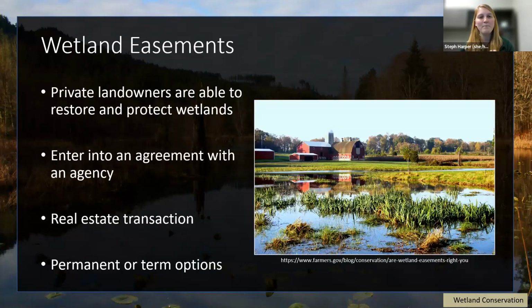Another voluntary protection of wetlands are wetland easements. There's a handful of agencies that work with easements or provide money and support. And this is for private landowners who are interested in restoring or protecting bigger wetlands on their land. You do enter into an agreement with the agency, and it is a real estate transaction. So it's a really big easement and preserve that you are doing to that land. It can be permanent, or it could be a shorter term, depending on what the goals are of the landowner. And so this is a way to protect these resources on your land for future generations.